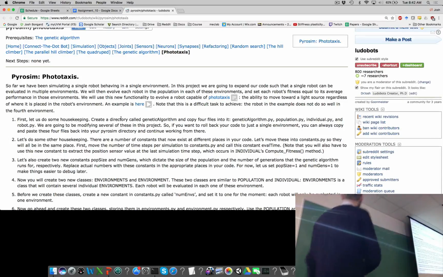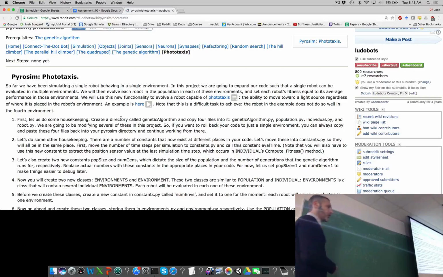In the phototaxis task, you're going to take each individual in your population, and for each individual, you're going to evaluate it 4 times in these four environments. In each environment, we're going to get a fitness value. How close to the light source did this robot get to the light source here? How close did it get to the light source here? How close here? And how close here? So we're getting back 4 fitness values for each individual.